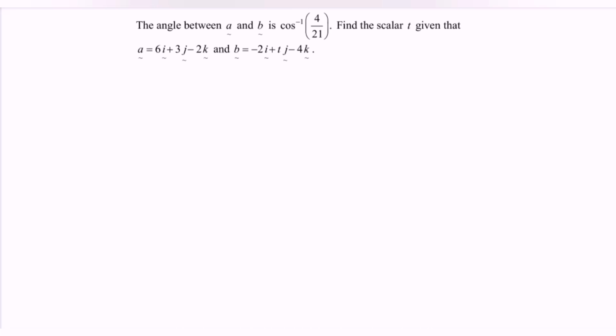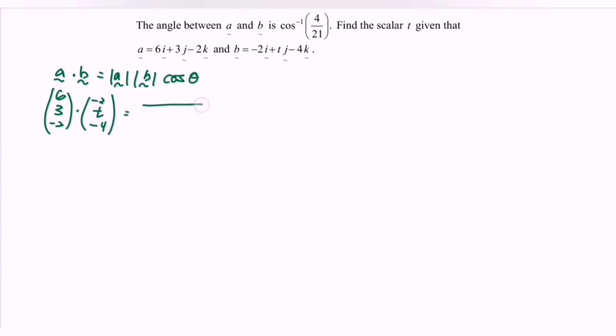So kindly refer to the formula. Here we have vector A dot vector B equals the magnitude of vector A multiplied with the magnitude of vector B cos theta. Kindly substitute the values. Here we have 6, 3, negative 2 dot with negative 2, t, negative 4 equals the magnitude of vector A, which is the square root of 36 plus 9 plus 4, multiplied with the magnitude of B, the square root of 4 plus t squared plus 16, cos theta.